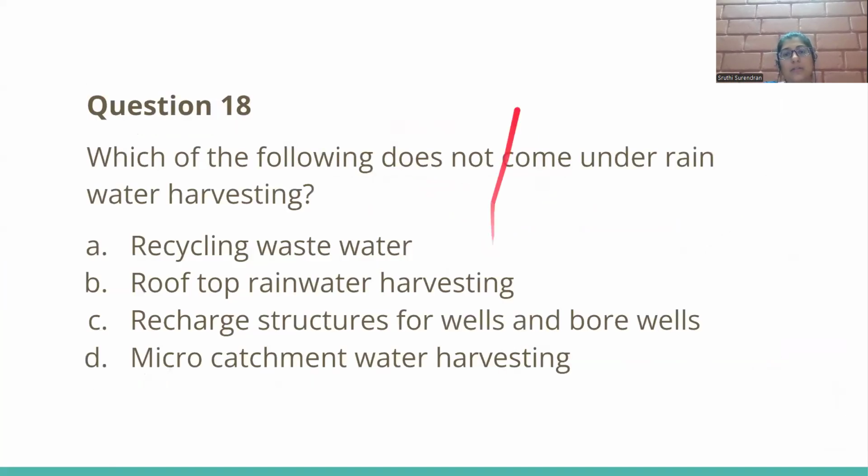Now, which of the following does not come under rainwater harvesting? This is also one portion that has been covered in your lecture. What is rainwater harvesting? What is sustainable water use? So, which does not come under rainwater harvesting? Is it recycling wastewater, rooftop rainwater harvesting, recharge structures for wells and borewells, or micro catchment water harvesting?